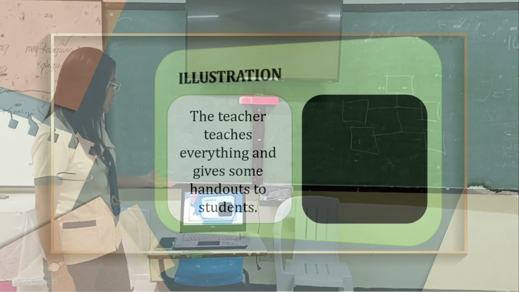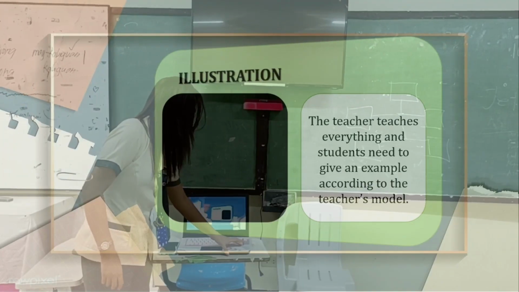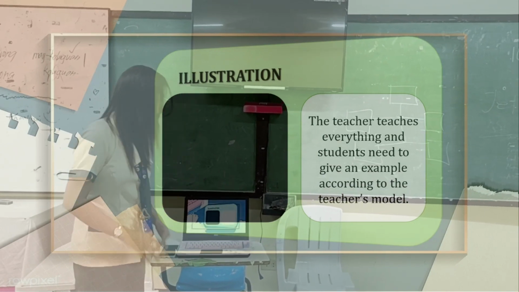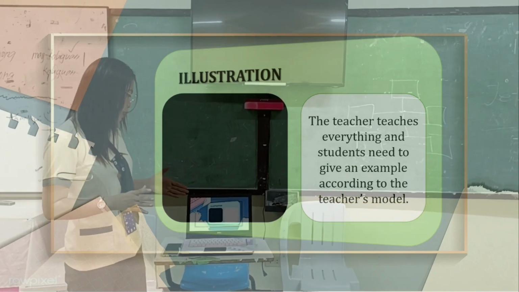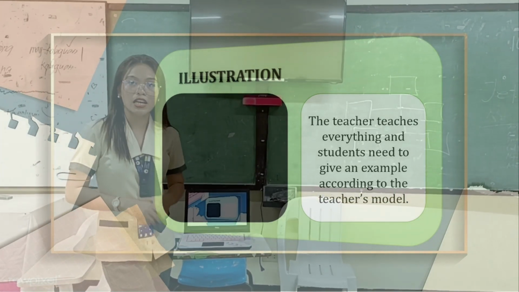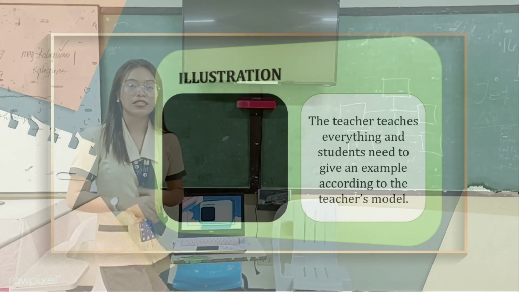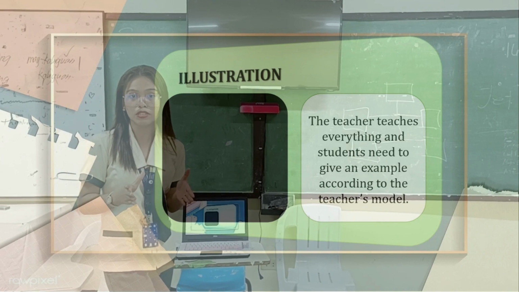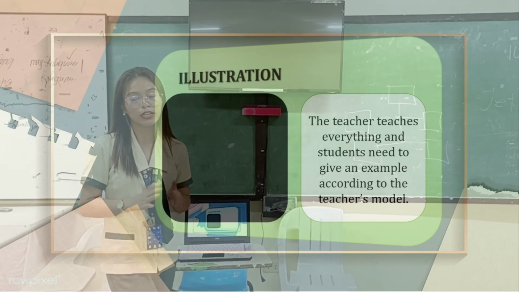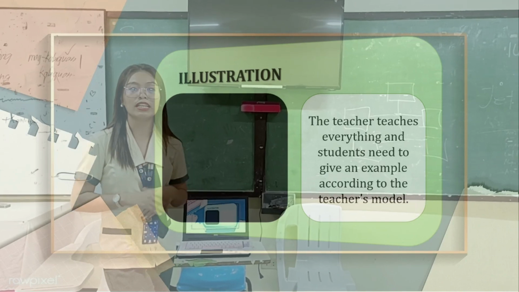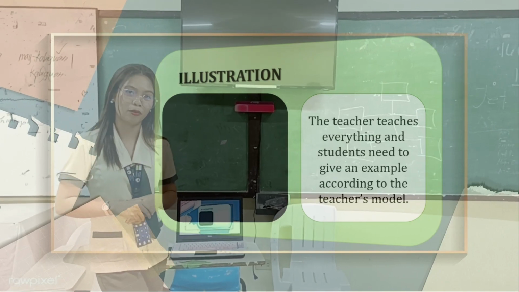So first, the teacher teaches everything and gives some handouts to students. Second, the teacher teaches everything and students need to give an example according to the teacher's model. So this illustration is obviously a classroom setting. It is generally used in our class. For more information, Warren will explain more about a specific situation regarding this.